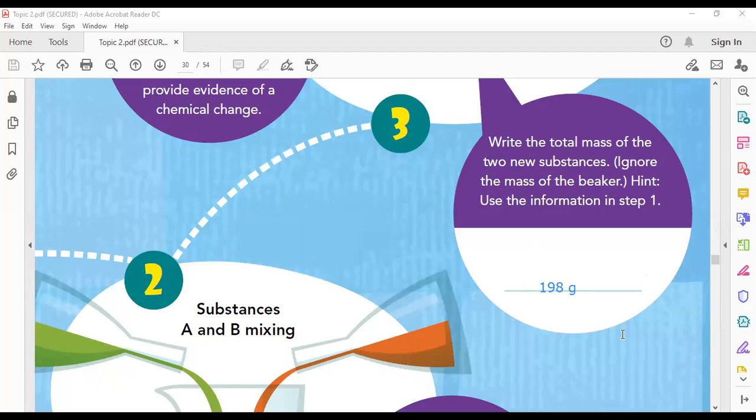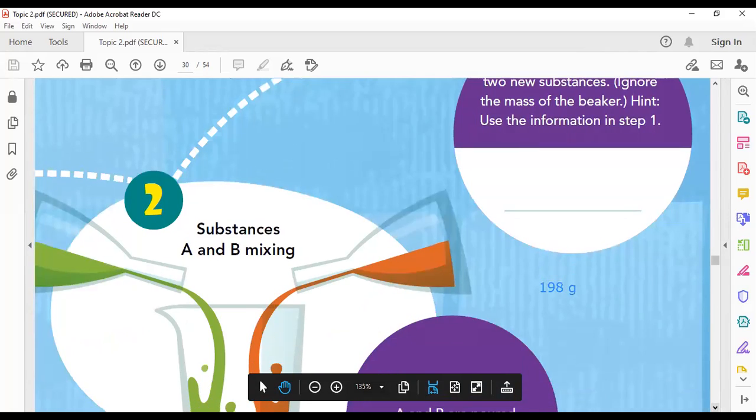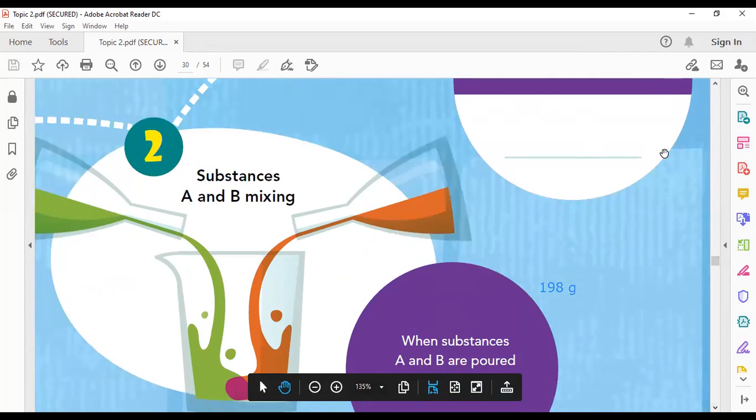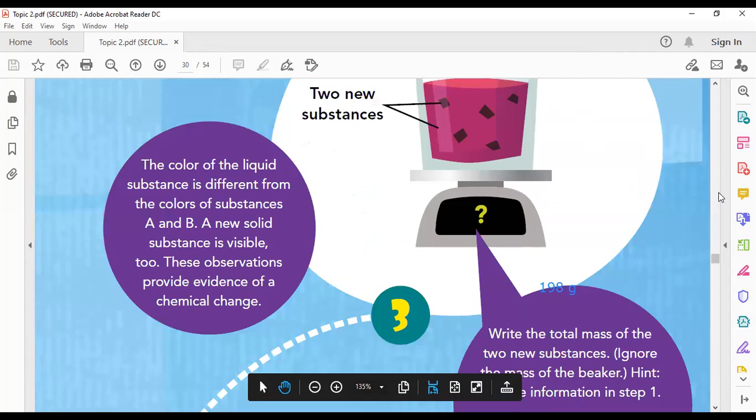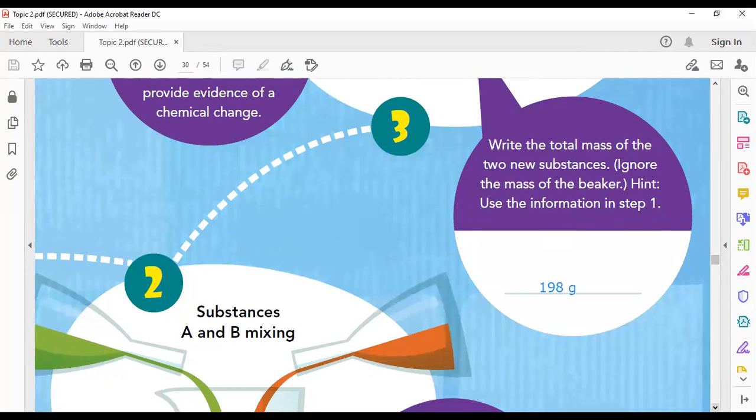I forgot, step 2 came up here, sorry, but just to remind you that we mixed A and B. After we mix them, a chemical change happens and we have a new substance. When substances A and B combine with each other, a chemical change happens and the total mass is 198.